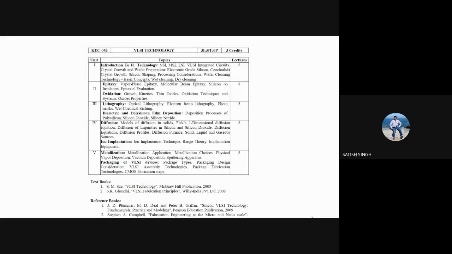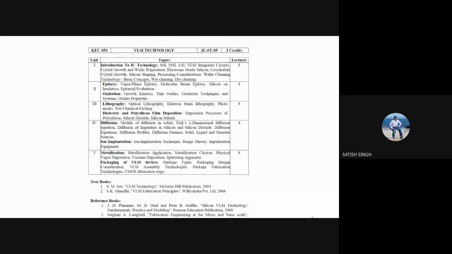If anybody wants to study, you will get the full detail of everything, most of the details, in this particular book, JD Plummer. So you can go through it. It will be very helpful for you all. Because we are studying this for the first time, try to go through it. You have a lot of time, so you can build up your concepts.